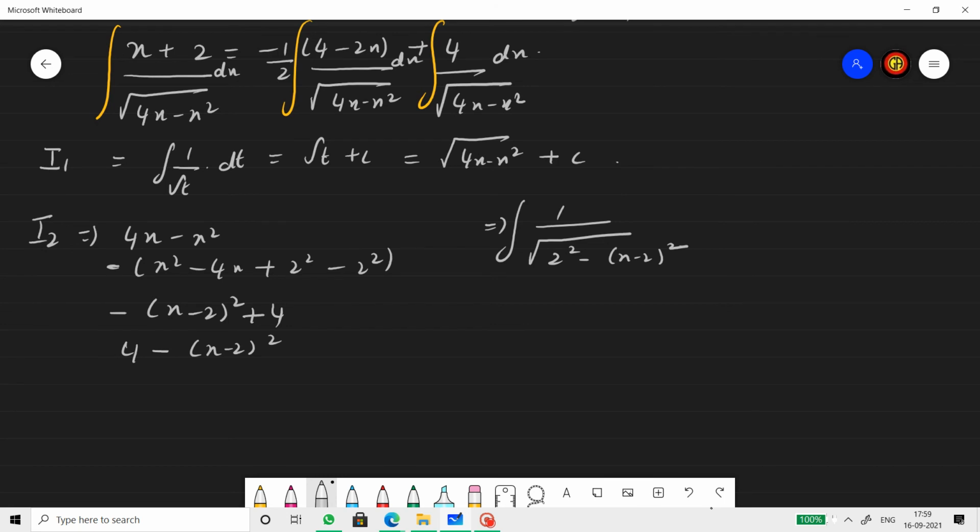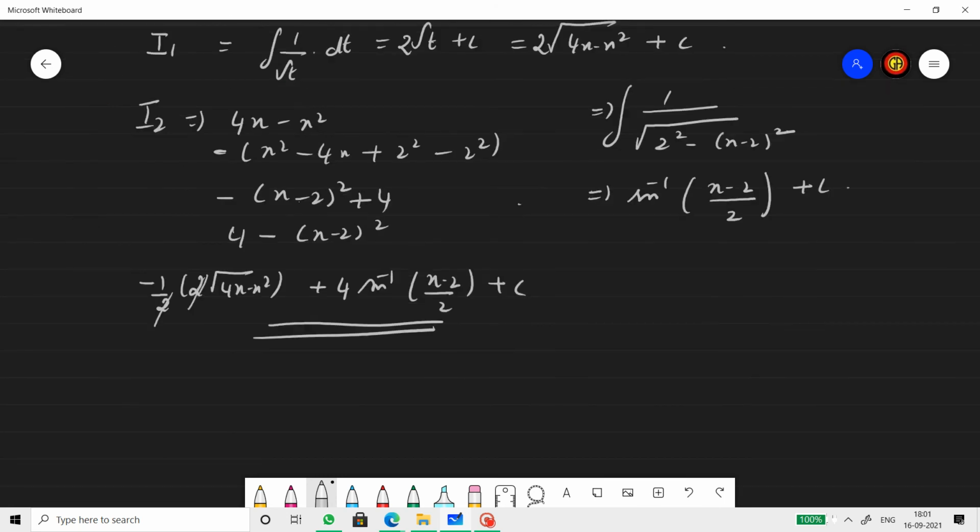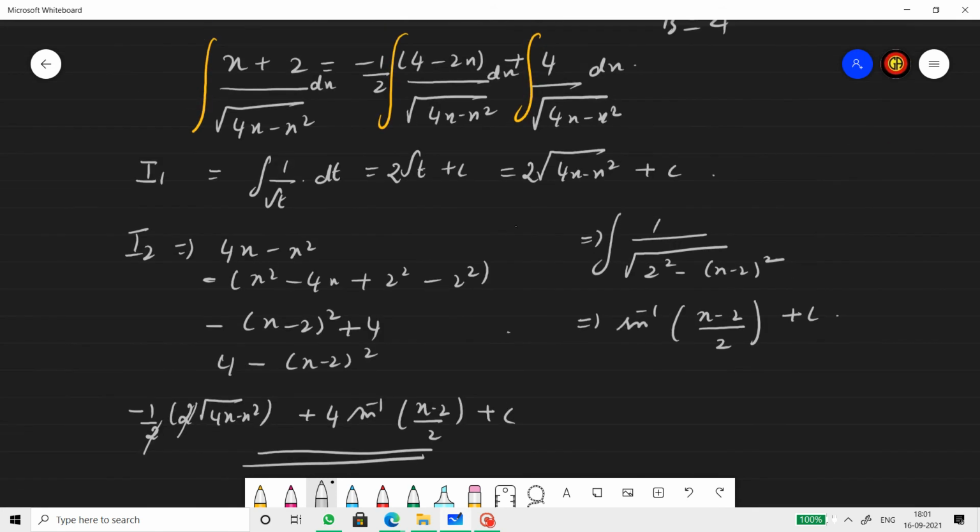Now apply the concerned formula. So with I2 we get this and we substitute back. It's in the form of 1 by root over a square minus x square, so sine inverse of x by a. So once you find I1 and I2, substitute it back here along with the constant, you get the book answer.